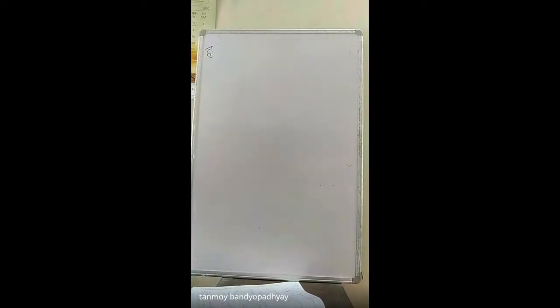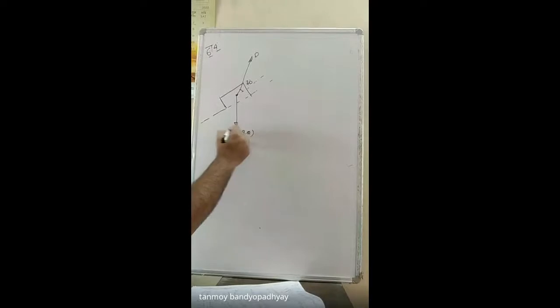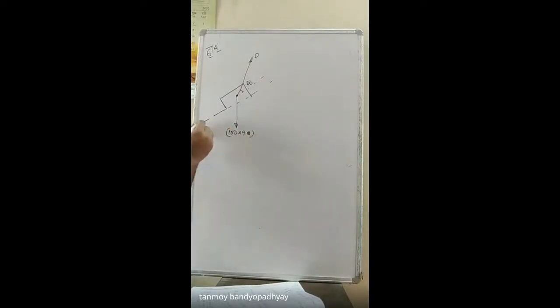So let's do problem number 6.4. There is a body resting on an inclined plane. A force P is at an angle of 30 degrees to this inclination. This inclination is 15 degrees. The weight of the body is 100 into 9.81. So these are the things that are given.